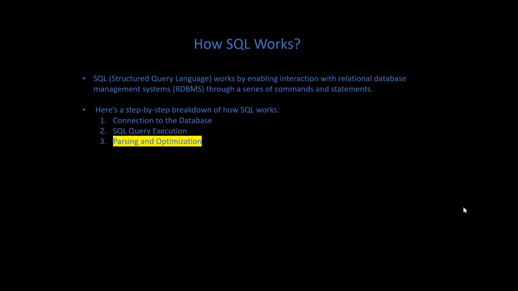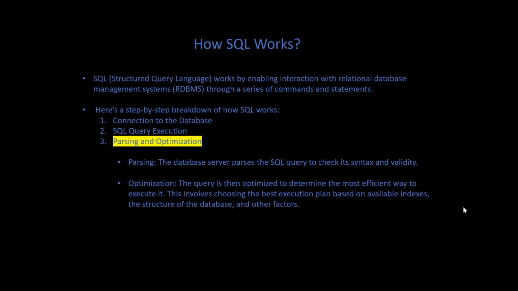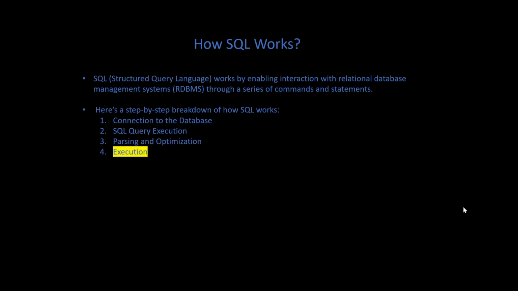Next will be parsing and optimization. Parsing: the database server parses the SQL query to check its syntax and validity. Optimization: the query is then optimized to determine the most efficient way to execute it. This involves choosing the best execution plan based on the available indexes, the structure of the database, and several other factors.